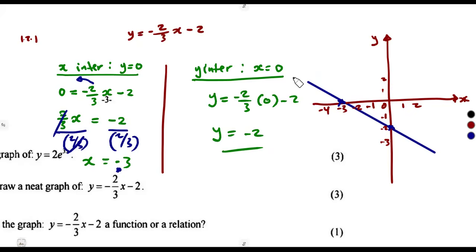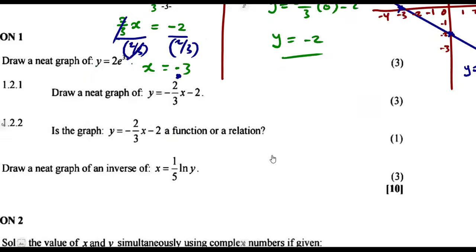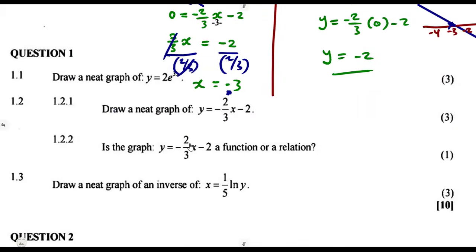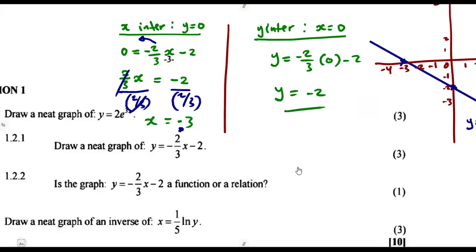So that is your straight line that you're going to have, and also the name. That's y is equal to minus 2 over 3x minus 2, just like that. So this is what we had. And you're being asked, is the graph y is equal to minus 2 over 3x minus 2 a function or a relation? Is this a function or a relation?